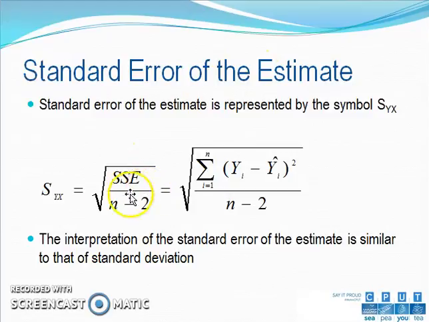So to calculate the standard error of estimate, which is SYX, we do the square root of SSE over n, which is the number of samples that is in that data set, minus 2. And the interpretation of a standard error of estimate is similar to that of standard deviation.